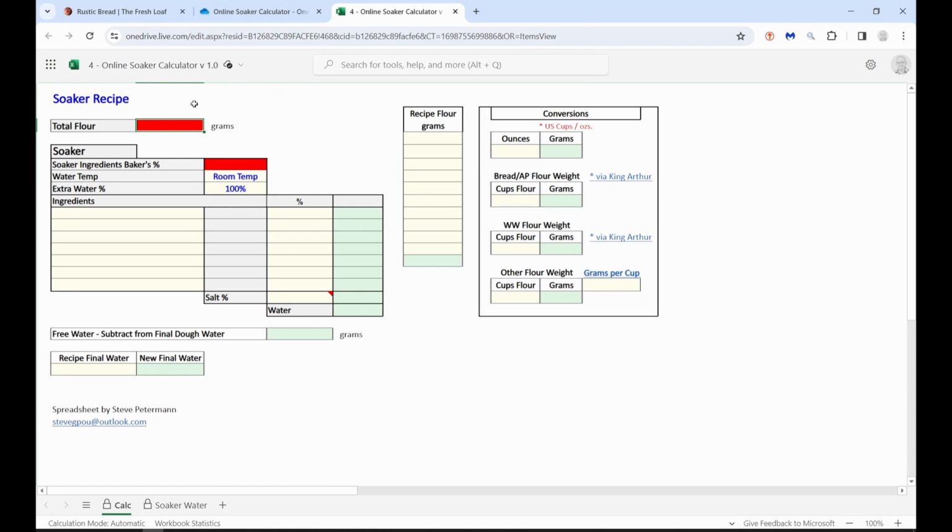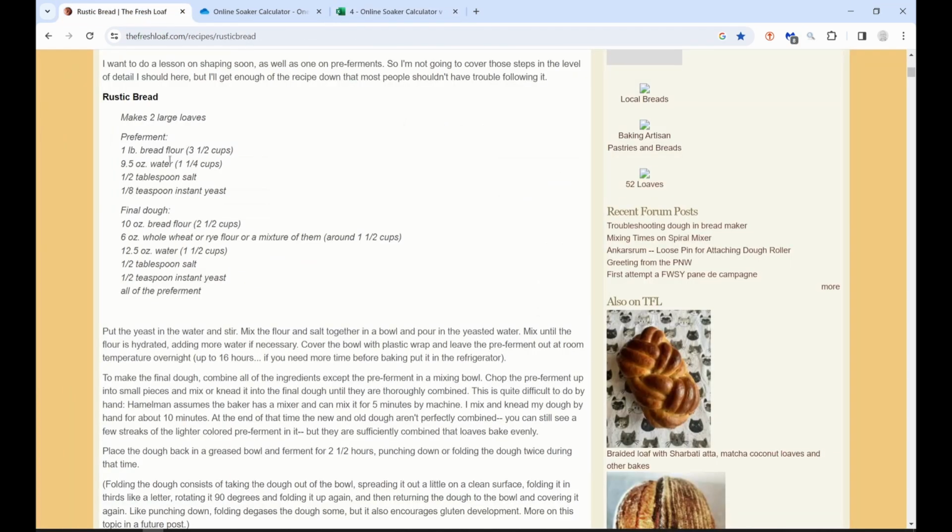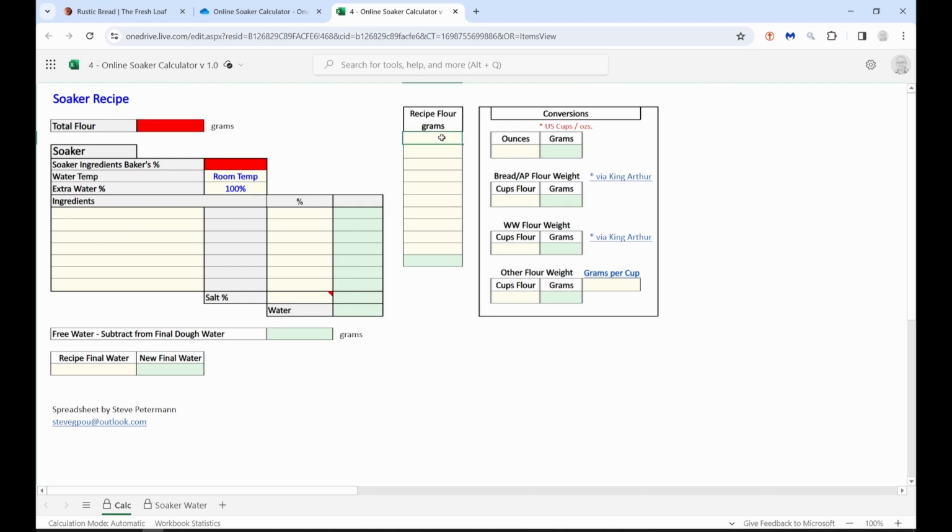The first thing we need to do is determine the total flour in the recipe, and that's because the Soaker amount is based on a baker's percent. So the weight of the dry ingredients is a percentage of the total flour. That means the first thing we need to do is add up all the flour that's in the recipe. You can go through the recipe and add that up manually with a hand calculator, but I have a little area over here where it'll add it up for you.